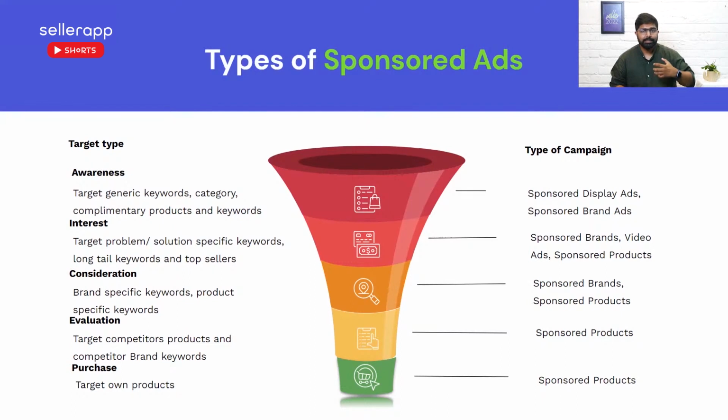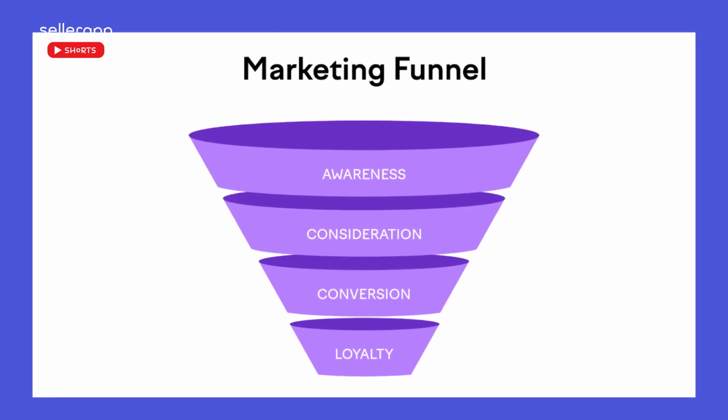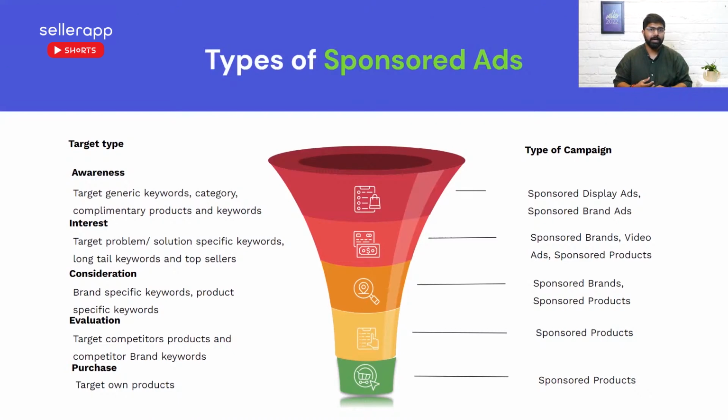So if you're looking at increasing your awareness of the brand, you would typically run a sponsored display campaign or a brand campaign. Similarly, if you're trying to garner more interest towards new products that you're launching, you would probably decide to have a sponsored video campaign that is running to describe and to showcase your product through a visual medium. Similarly, when you're looking at the consideration, evaluation, and purchase stage of buyers, you would focus more on sponsored product campaigns which are specifically targeting.